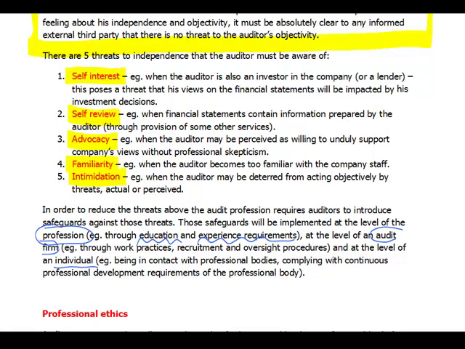And finally, the individual is also responsible for maintaining his or her independence. First of all, he or she should know what the professional bodies say, what the requirements of their bodies are. They should continuously increase their skills in order to also know what is expected, what is not acceptable. These safeguards help auditors maintain independence.